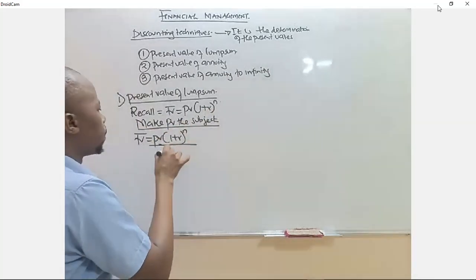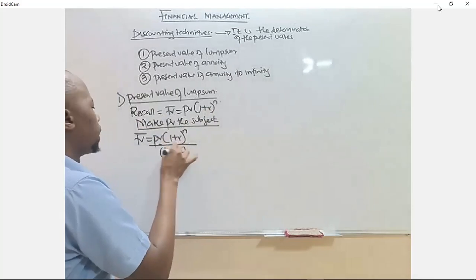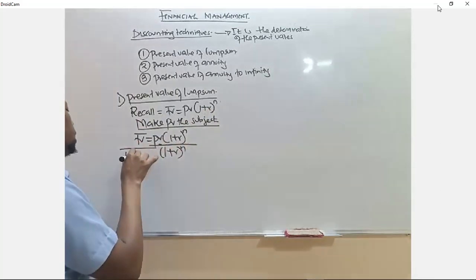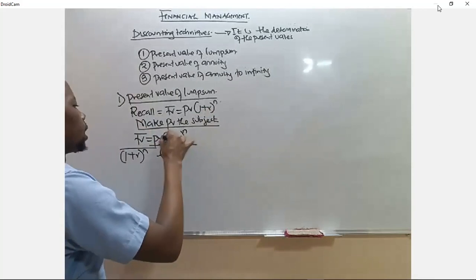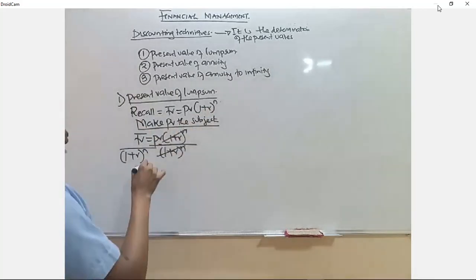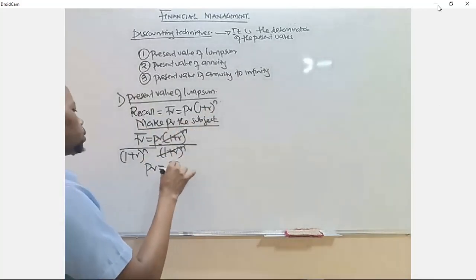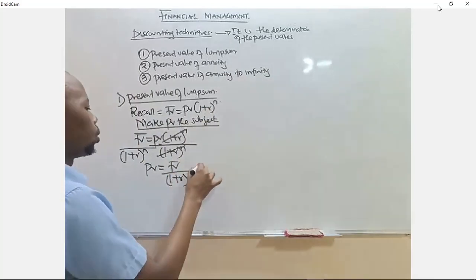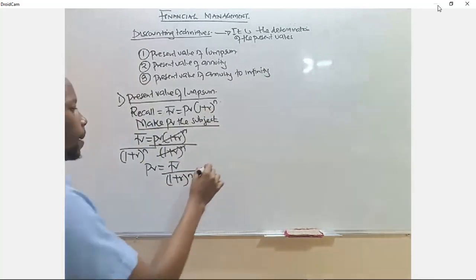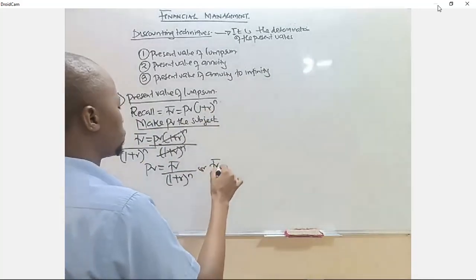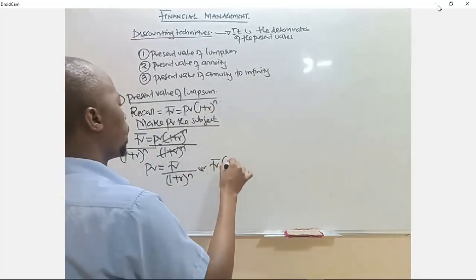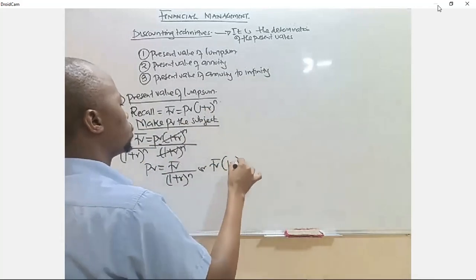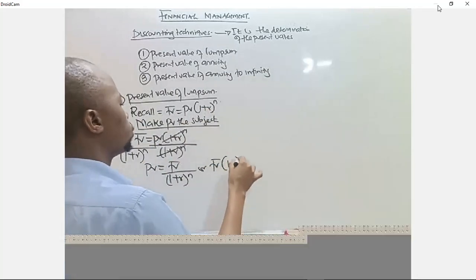Divide both sides by 1 plus r raised to power n, and that one goes. So to get the present value, we take the future value and divide by 1 plus r raised to power n. Or, when using the formula, we do it this way: the future value times 1 plus r raised to power negative n. When you do the reciprocal, the power should have the negative effect.